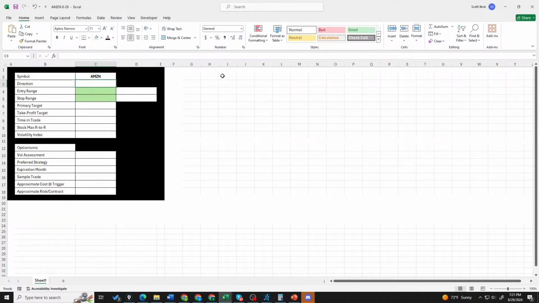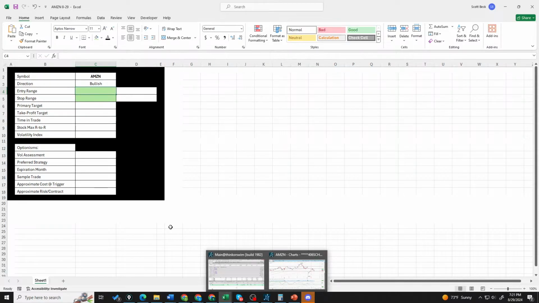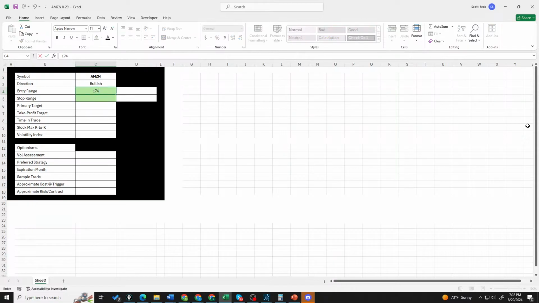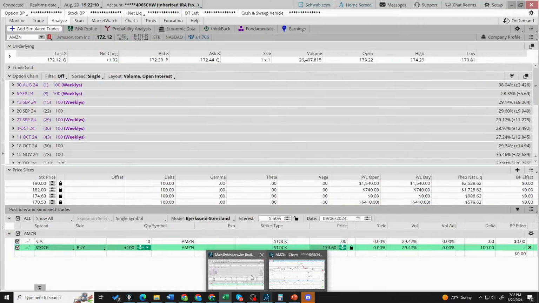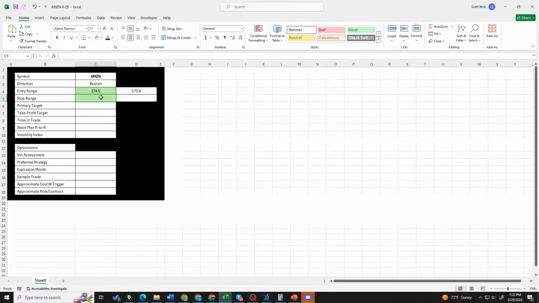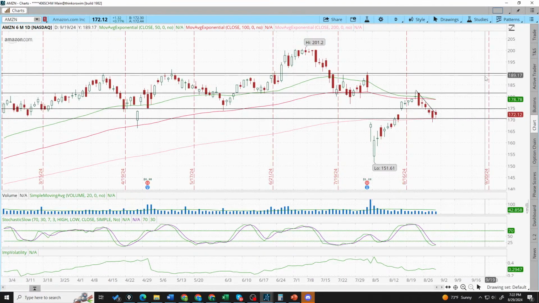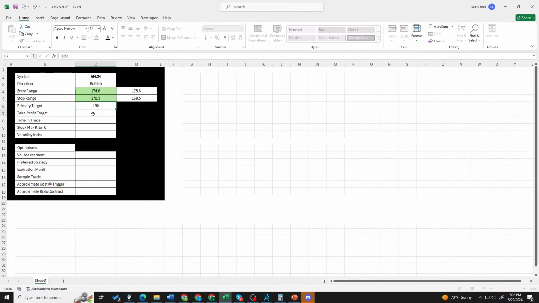Amazon. Direction: we are bulls. Entry range: 174.60. I wouldn't want it to go any more than $1 above that. Stop range, we said, was 170.50, and I wouldn't go more than $1 below that, 169.50. Primary target, $190. Is that right? I'm going by memory. Yes. Then the take profit target is 182.